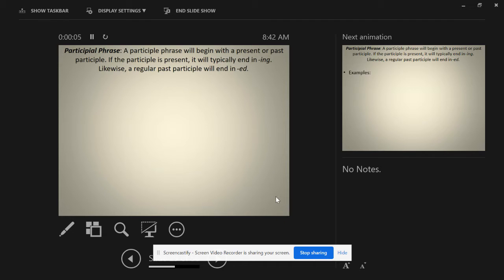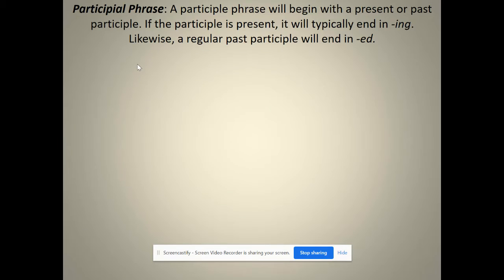Let's start off with this little challenge today. All right, let's talk about participial phrases. What's a participial phrase, you ask? A participial phrase is going to begin with a present or past participle. So typically, if the participle is present, it will end in ing. And if it's a past participle, it'll end in ed.